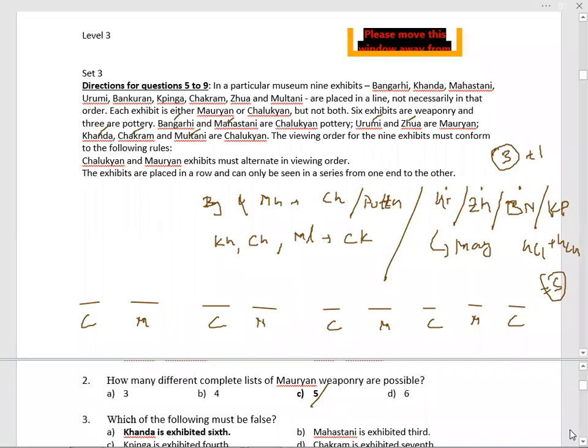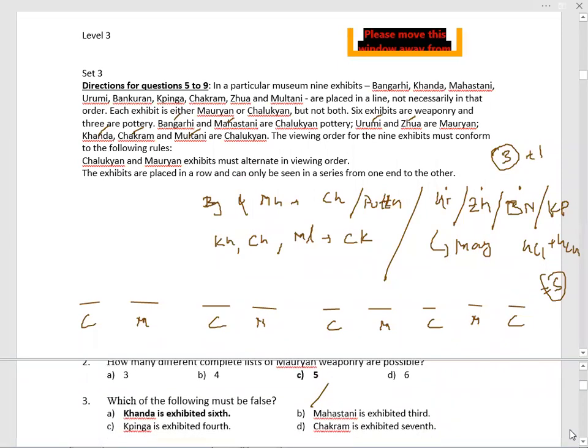Next problem. Which of the following must be false? Khanda is exhibited in 6th. Khanda is Chalukyan. Chalukyan always take odd position. So Khanda cannot come in 6th. Kipinga can come in 4th. MH can come in 3rd. No issue. Chakram can be in 7th. No issue.